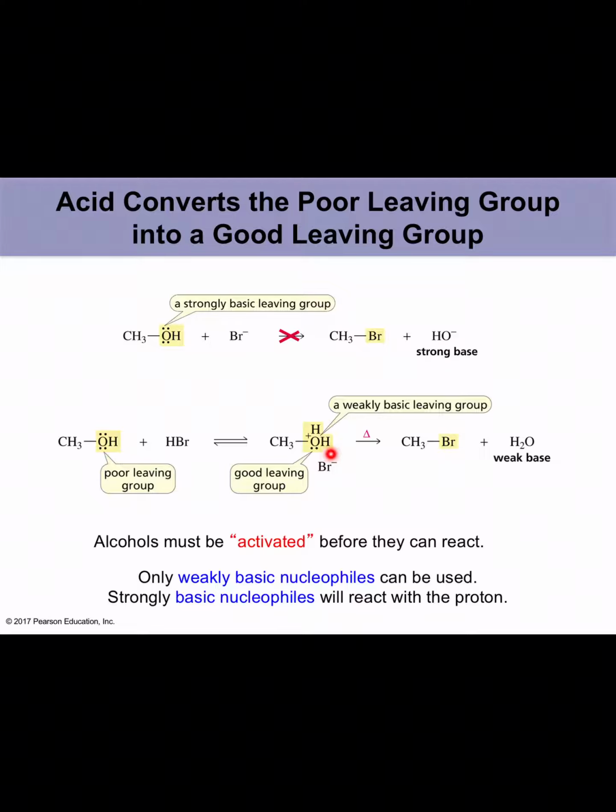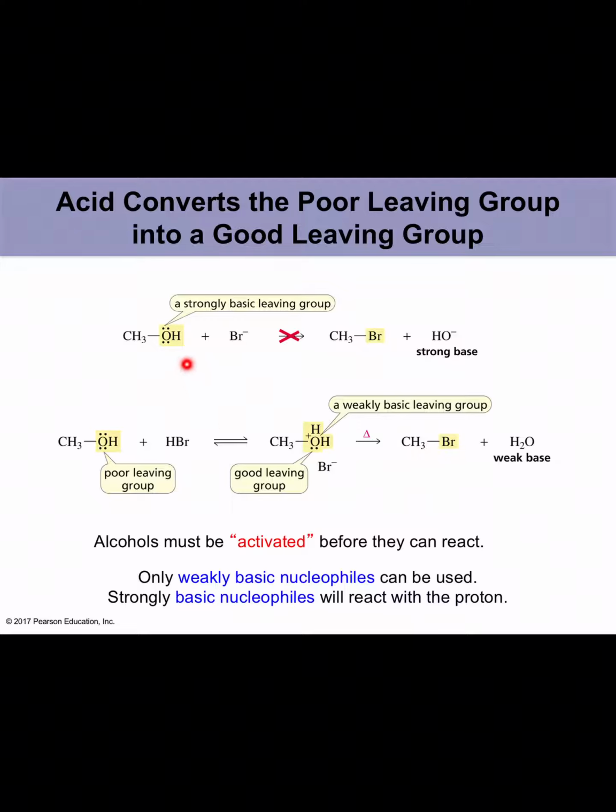Now between hydroxide and water, which one is a stronger base? OH minus is a stronger base. Now this is going to leave as water, which is a weak base. One hydrogen is removed from HBr, so you have Br minus left over. So now bromide can attack the methyl group and leave the water molecule, becoming methyl bromide.